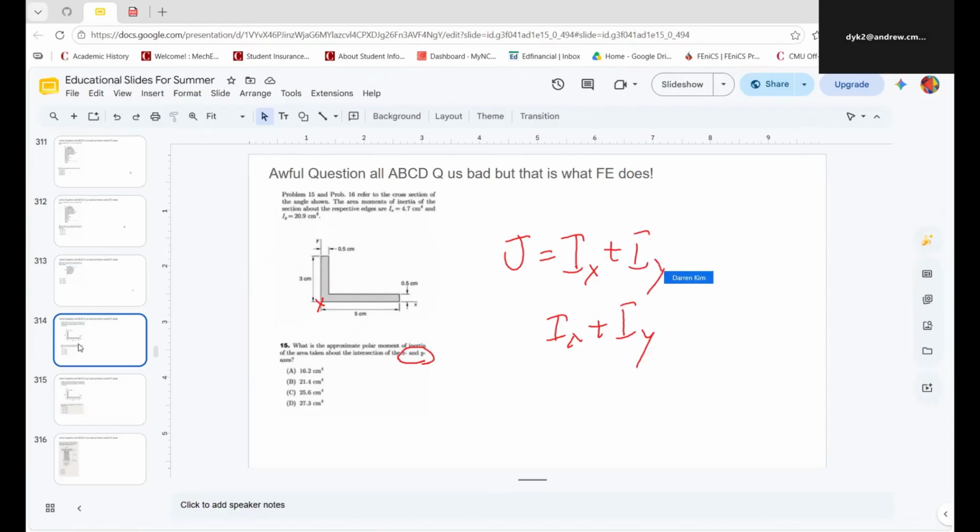Let me just use a calculator to get the exact number. So it's 4.7 plus 20.9, which is about 25.6. So C, that was an easy one.